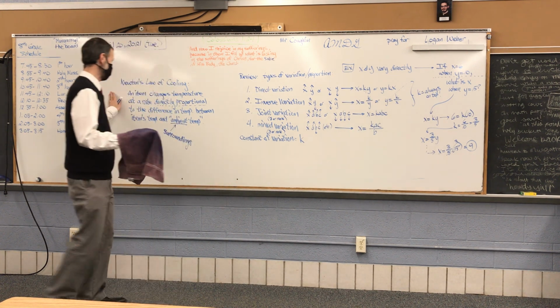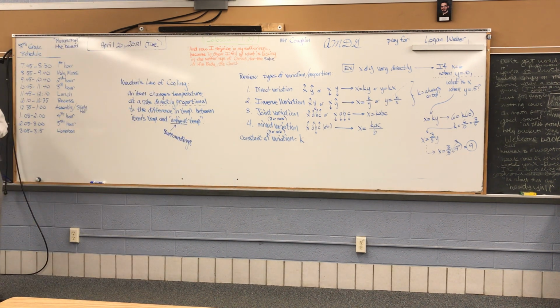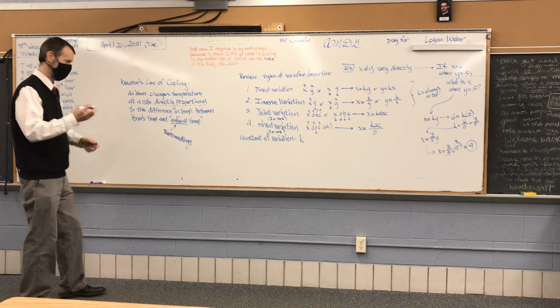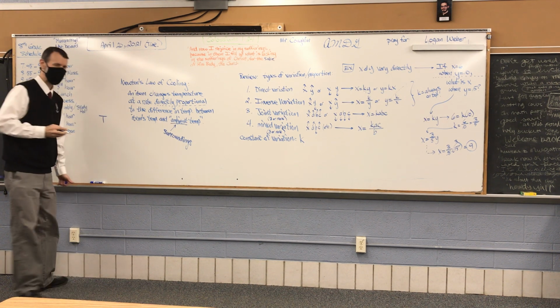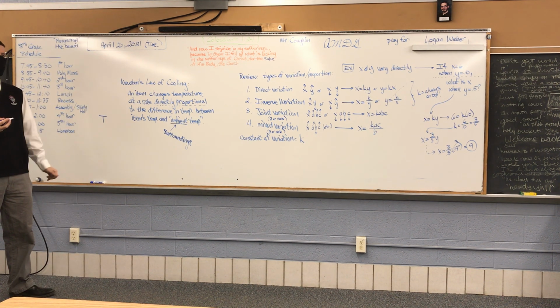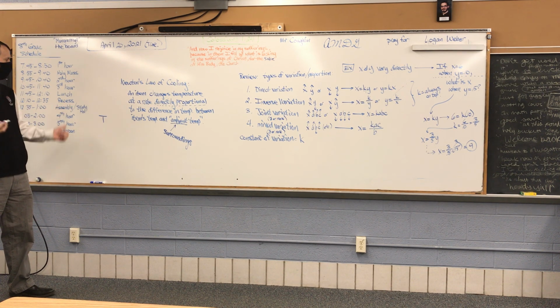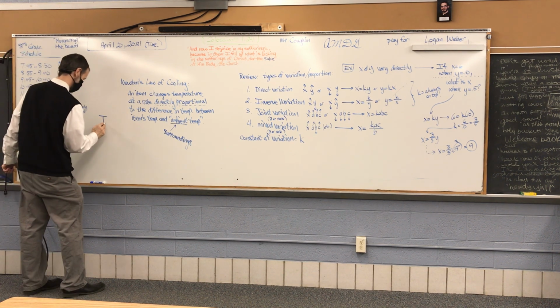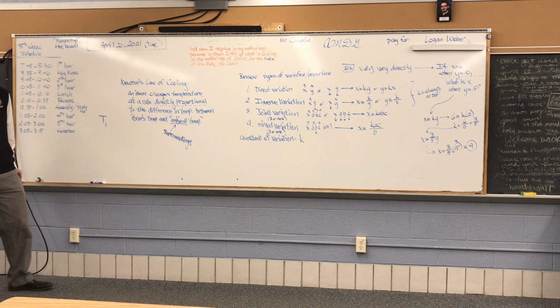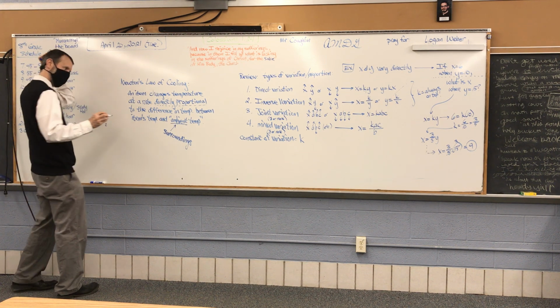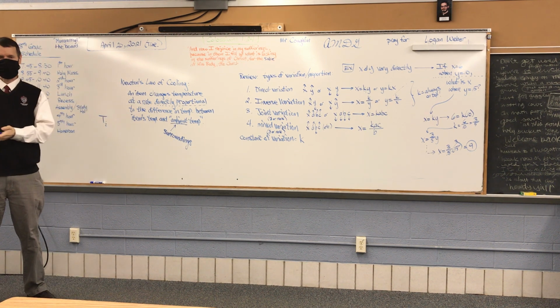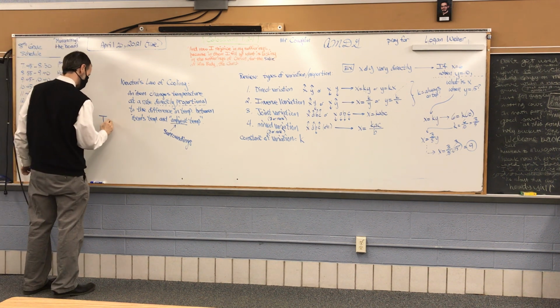Good. Let's try this. Newton's law of cooling: an item changes temperature at a rate directly proportional to the difference in temperature. Now, we need a couple of variables. So we need the temperature of the item. I don't want to use I because that's imaginary. So let's say Ti is the temperature of the item.